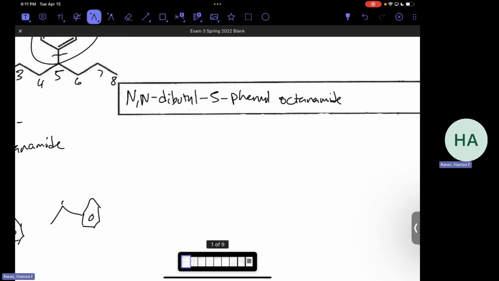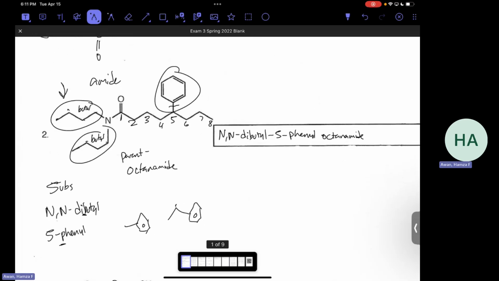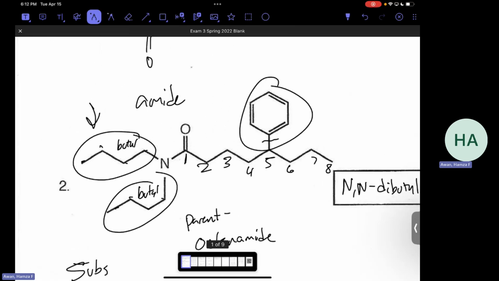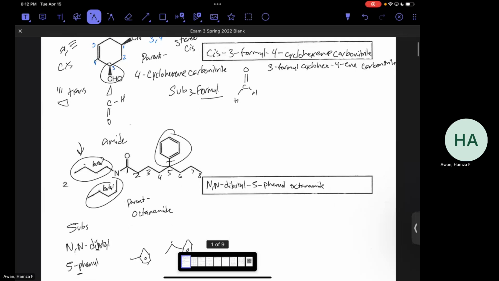Right. So any questions on this second problem? Yeah. 1-oxo. You wouldn't be able to do 1-oxo, because the oxo just tells you that it has a ketone there, right? And because this is an amide rather than a ketone, it's going to have a different naming. That makes sense. Any other questions?